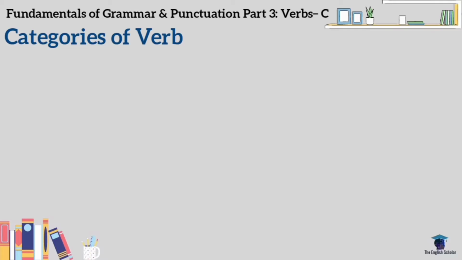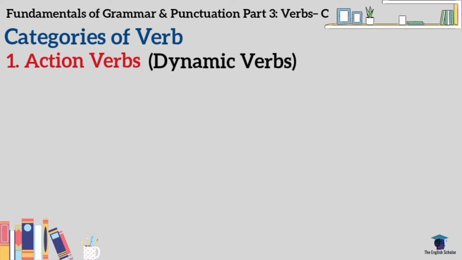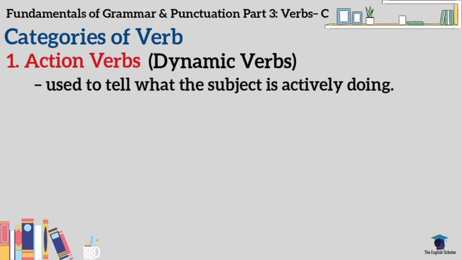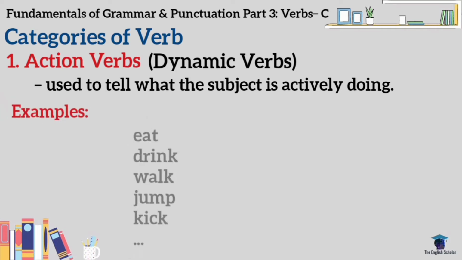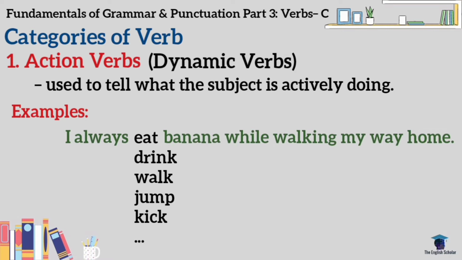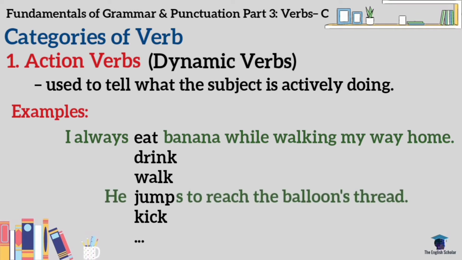Let's have first action or dynamic verbs. Action verbs are also known as dynamic verbs, and they are used to explain what the subject of a sentence is actively doing. For example, eat, drink, walk, jump, kick, and etc. For example, I always eat banana while walking my way home. Another example, he jumps to reach the balloon's thread.